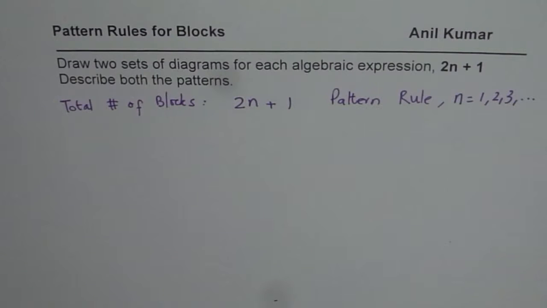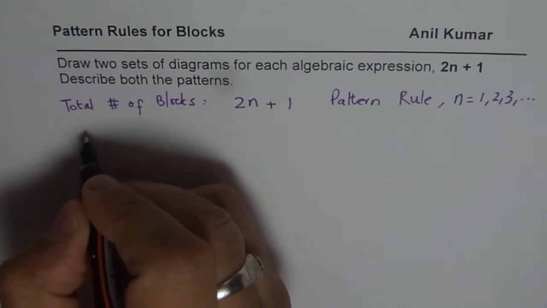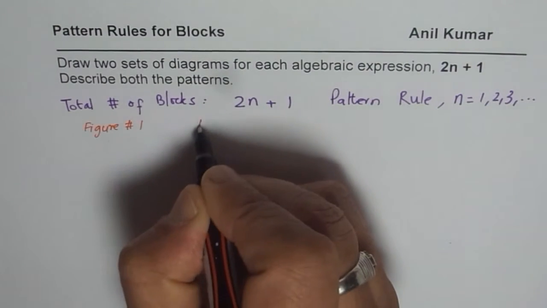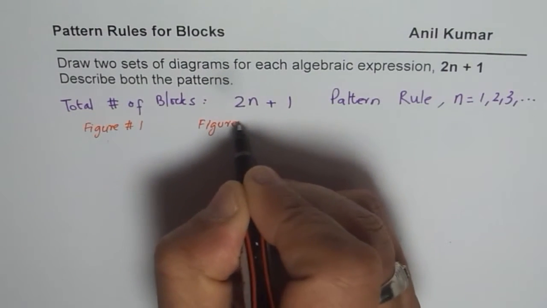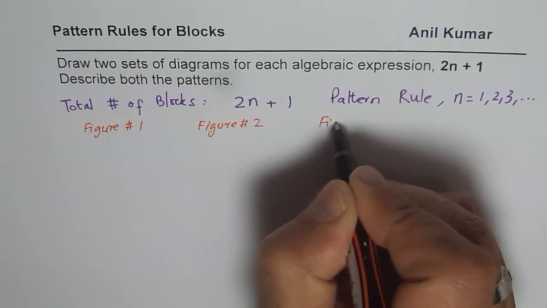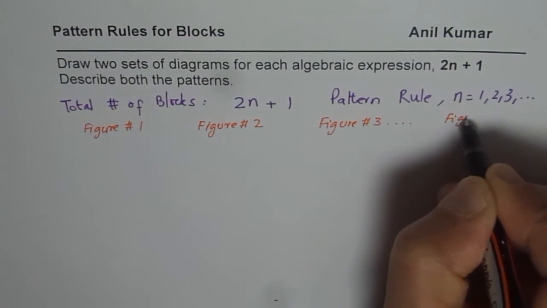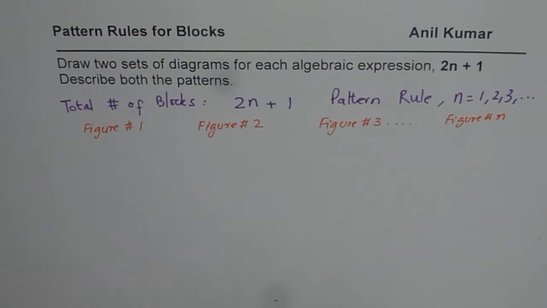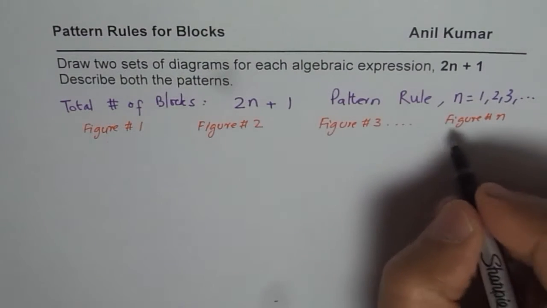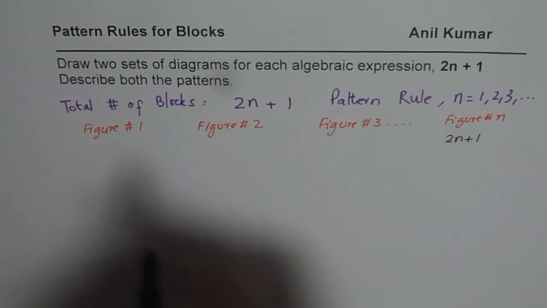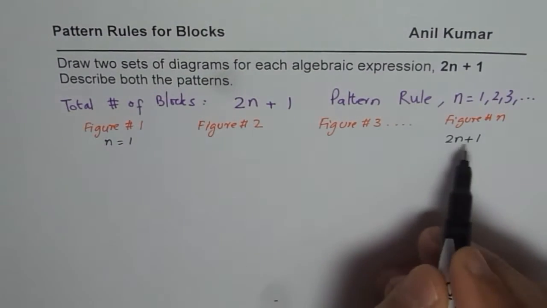When I say 2n plus 1, let me write down the figure numbers first. Let's say we have the first figure here, figure number 1, and then we have figure number 2, and then figure number 3, and so on. We could have figure number n. So n is the number of the figure, right? Now we are saying that if the figure number is n, then the total number of blocks is 2n plus 1. However, if n equals 1, then I can write 1 here.